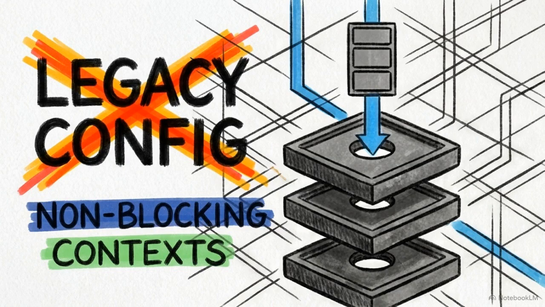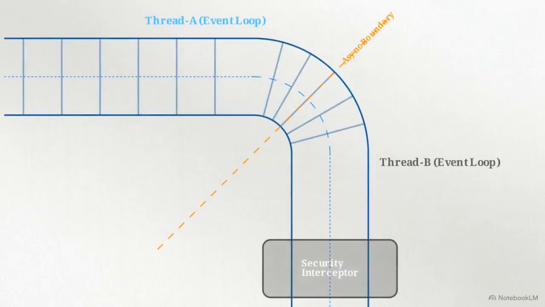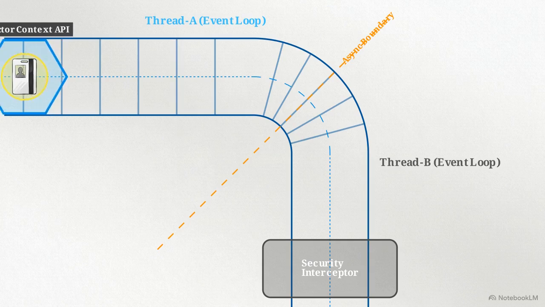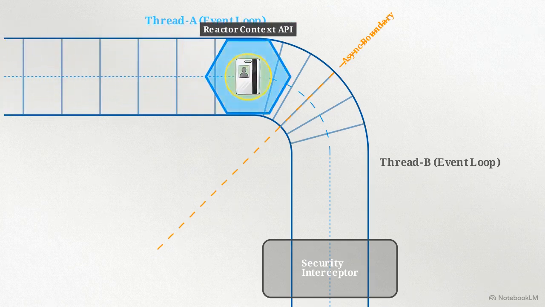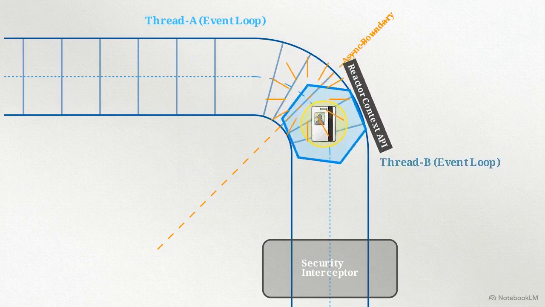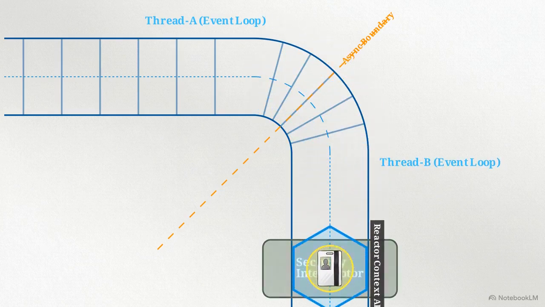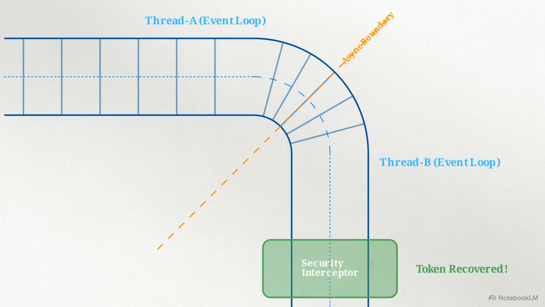To survive this environment, senior engineers must completely abandon thread-local configurations when building reactive microservices. Integrate security configurations directly with the Reactor Context API. The Reactor context does not bind to a thread. It travels alongside the data stream pipeline. This enables interceptors to safely read tokens across asynchronous boundaries without data loss.